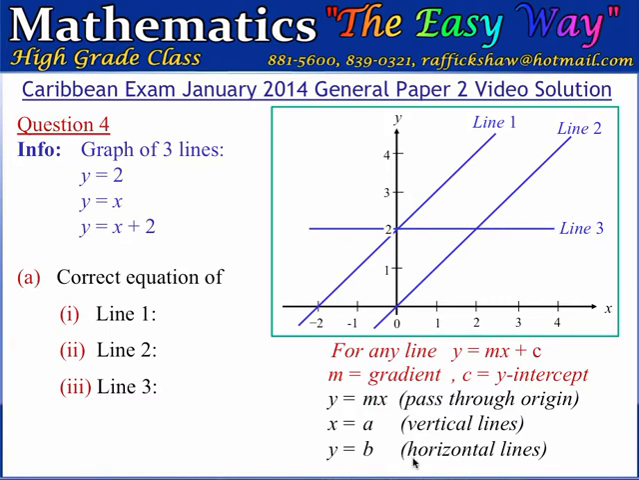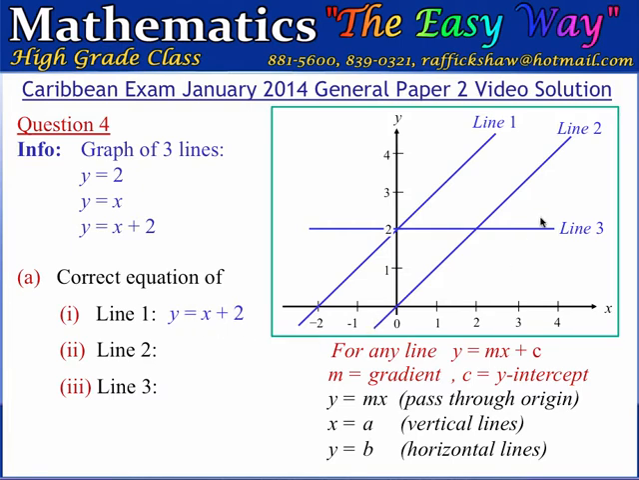And so now, if we look at line 1, it crosses the y-axis at 2, and it also has a gradient. And so if we look at these 3 equations, the line which has a gradient and crosses the y-axis at 2, so the c value is 2, is this third equation. And so line 1 is the line y equals x plus 2, and we can show that.